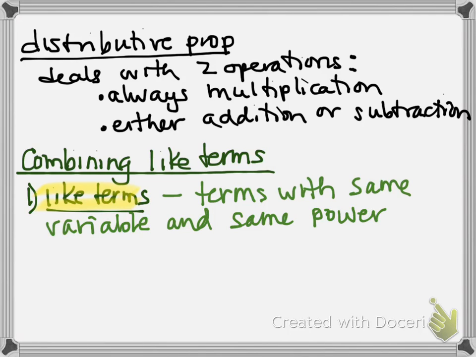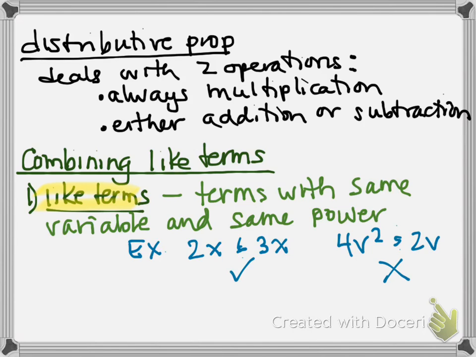And so Michael's example of 2x and 3x meets the bill. So we're going to say check, but 4v squared and 2v doesn't meet the bill. Even though they both have v's, they're not to the same power, so they don't match up.